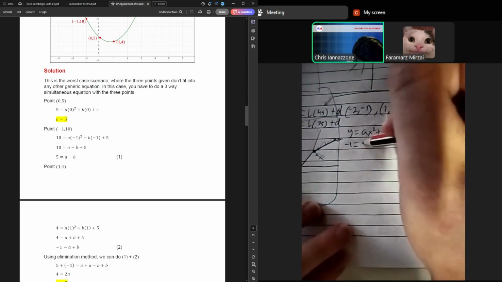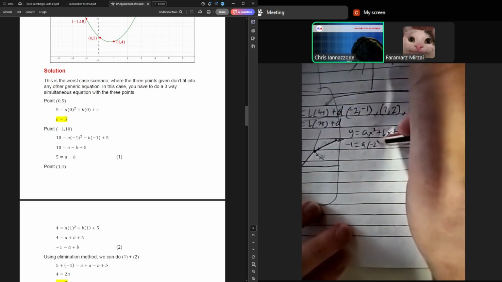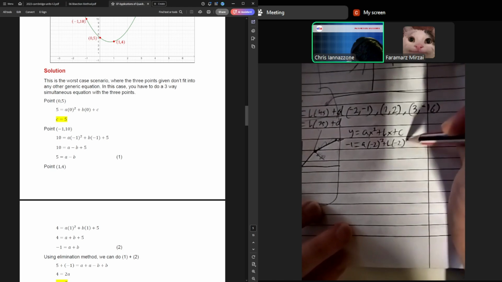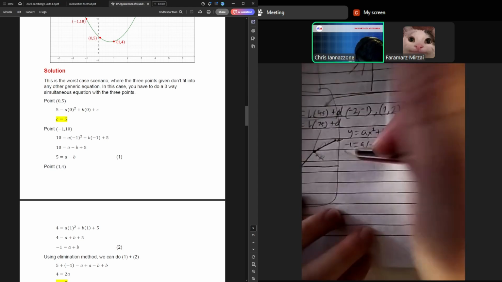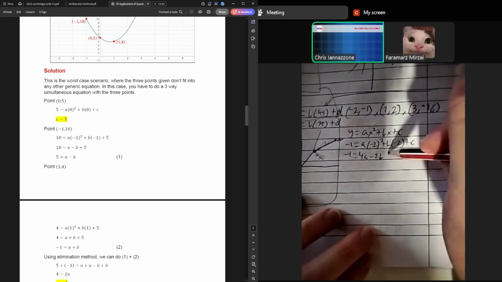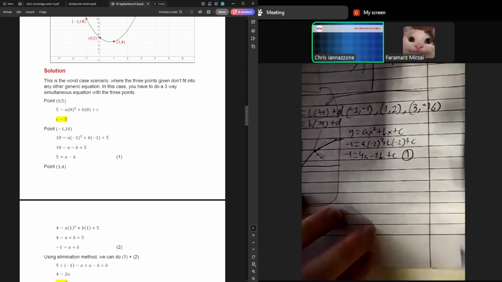So y equals -1, a times negative 2 squared plus b times negative 2 plus c. Okay, negative 1 equals 4a minus 2b plus c. We can call that equation number 1.